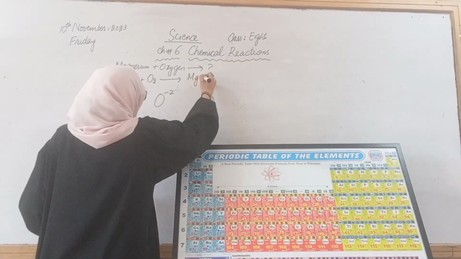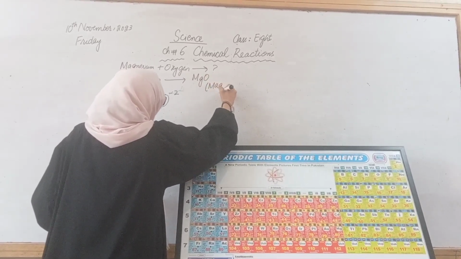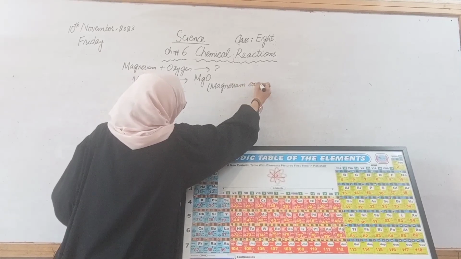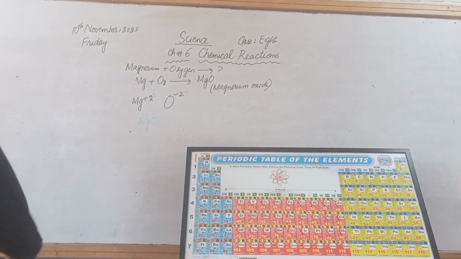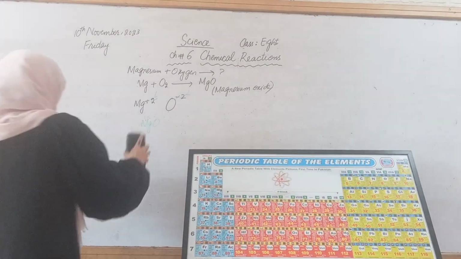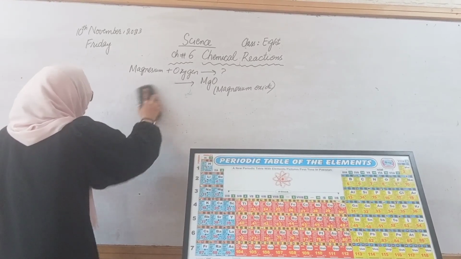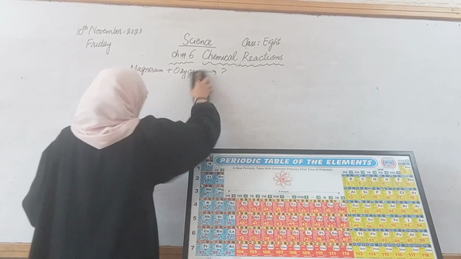MgO. It has the name magnesium oxide. Similar to this, we will do the chemical reaction between magnesium and chlorine.